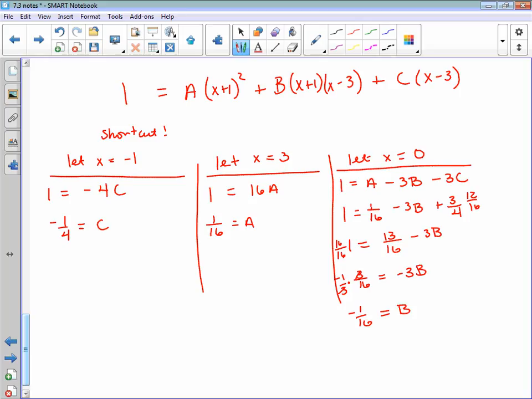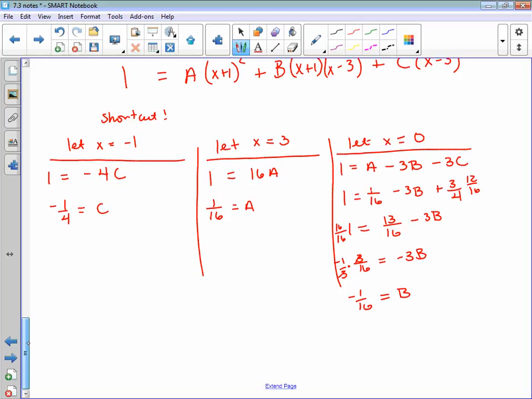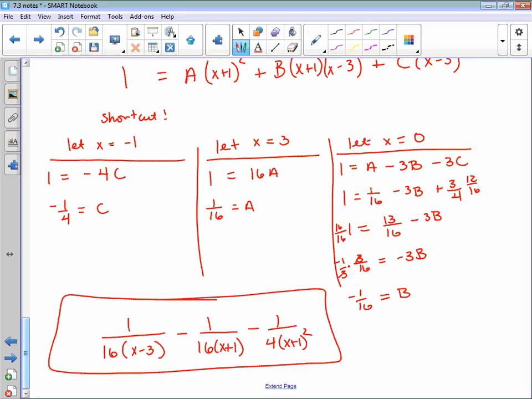Alright, so you don't get to stop there, you gotta actually write your answer. So my a was 1/16, so that means I have 1 over 16 times, let's see, what did I do as my first, I did x minus 3, okay. Then b is negative 1/16, so I'm going to do minus 1 over 16 times x plus 1. And c is negative 1/4, so minus 1 over 4 times x plus 1 quantity squared. That is your partial fraction decomposition.